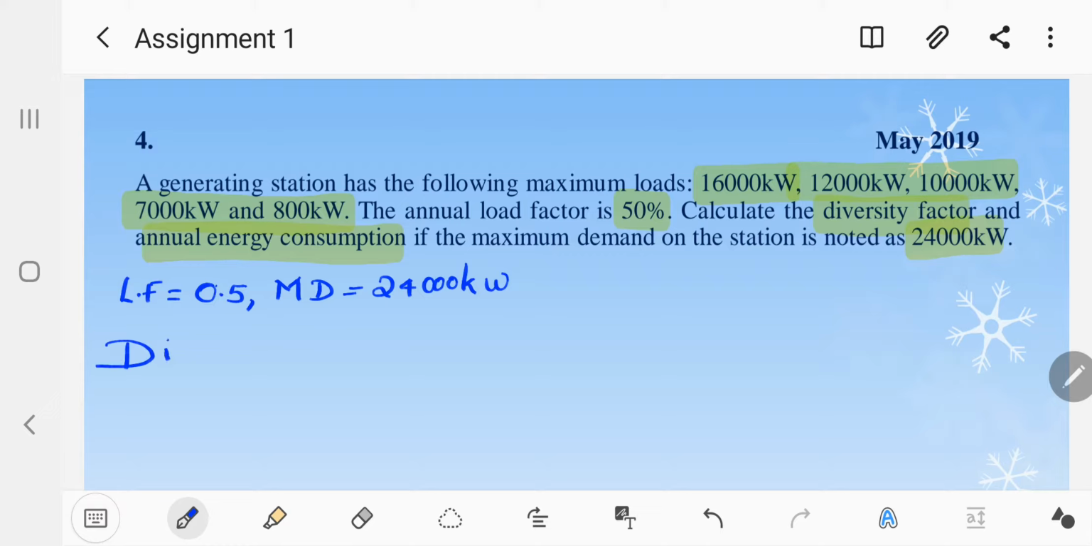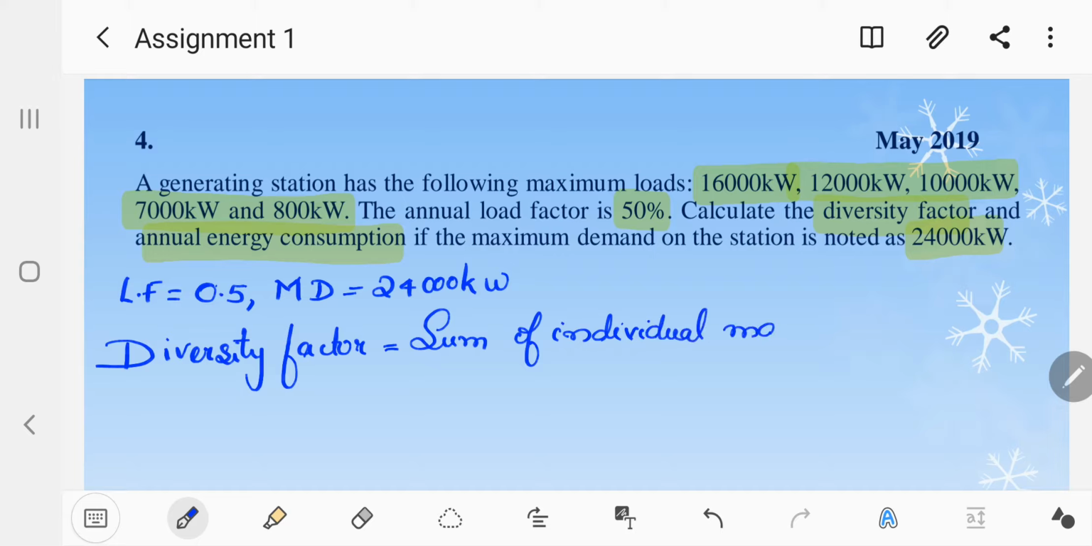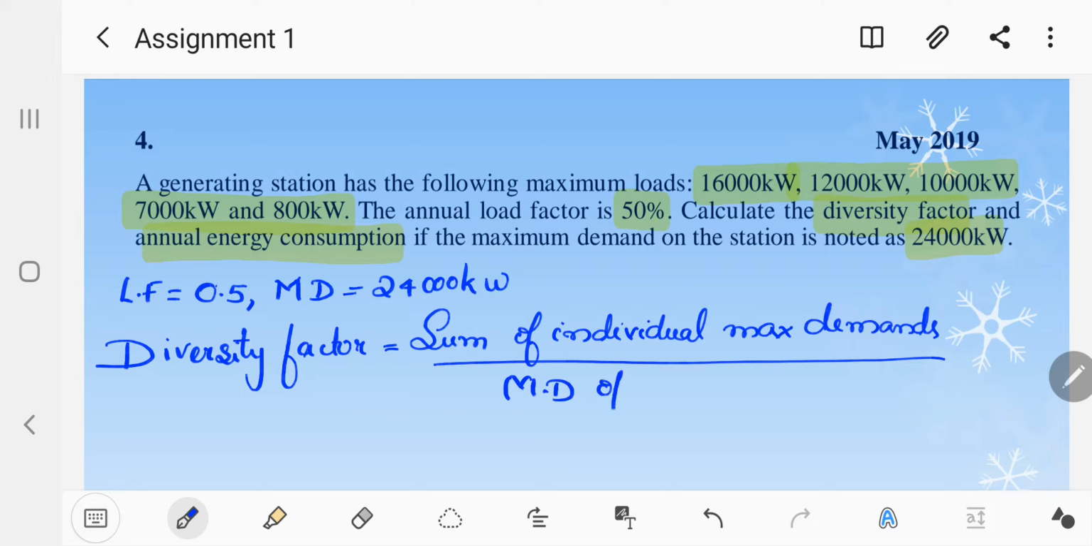We know the equation for diversity factor. What is the equation for diversity factor? Diversity factor is equal to the sum of the individual maximum demands divided by the maximum demand of the power station. What are the values? We know all the values. They are given. The maximum demand is also given. Just substitute and find out the answer.